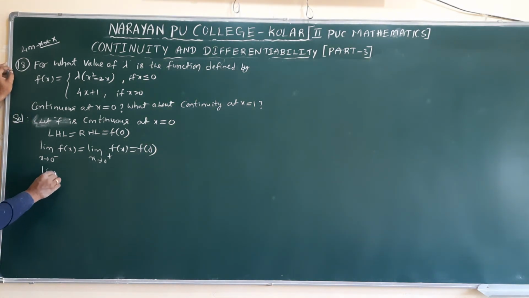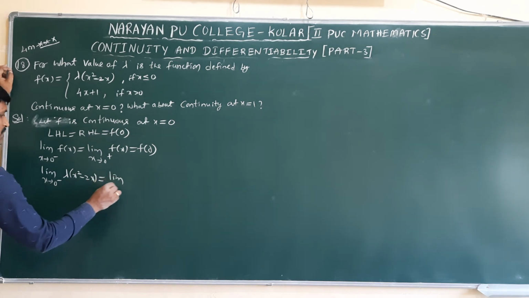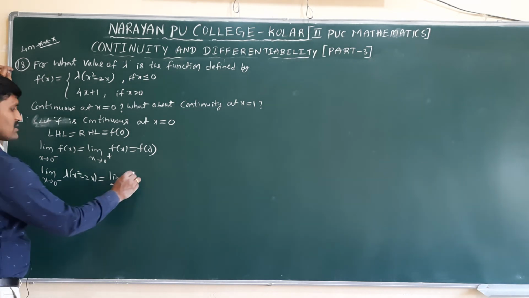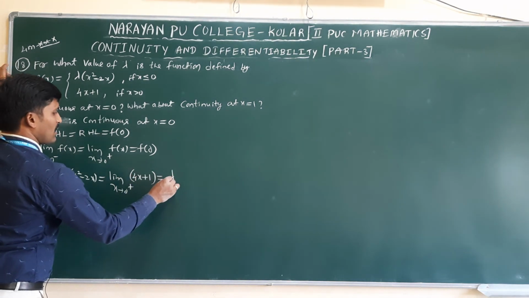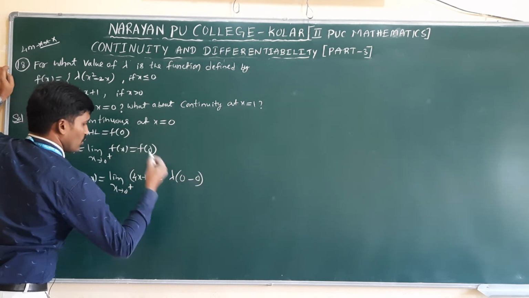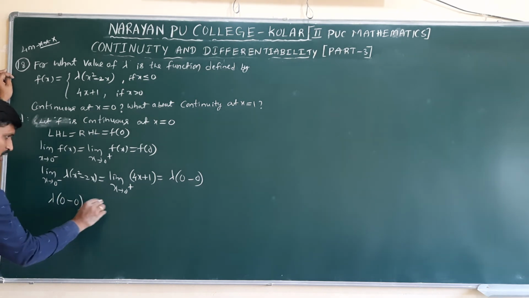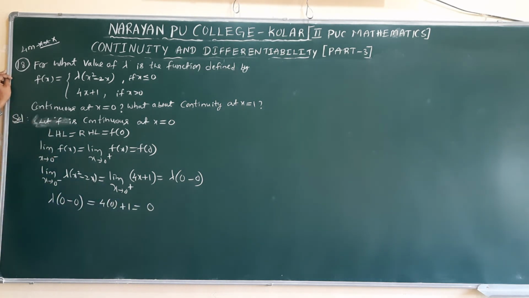Limit x tends to 0 minus means what? x is less than 0. What is the function? Lambda into x square minus 2x. Limit x tends to 0 plus means x is greater than 0. What is the function? 4x plus 1. f of 0 means lambda into 0 square minus 2 into 0. Here also substitute the 0 value. Lambda into 0 square is 0, 2 into 0 is 0. Here substituting 0: 4 into 0 plus 1.